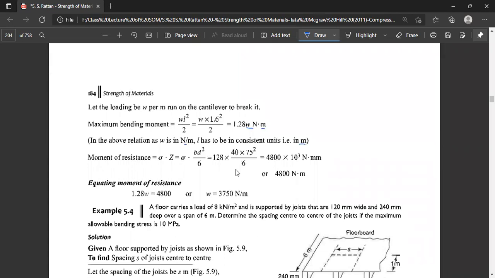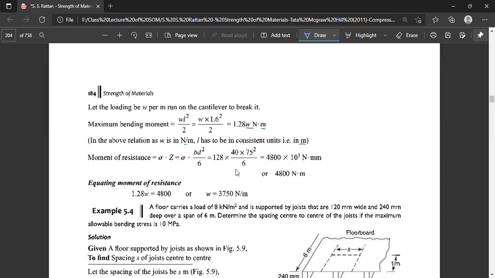That is multiplied by the width of the second beam multiplied by the depth of the second beam squared divided by 6, which is equal to 1400 and for 18 bending moment. So the maximum bending moment this new beam can carry is equal to 4800 Newton meter. Equating the moment of resistance, 1.82 W is 4800, or W is 3750 Newton per meter. Hence the distributed force has an intensity of 3750 Newton per meter of length.